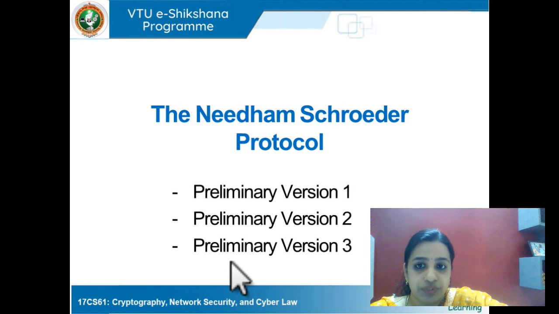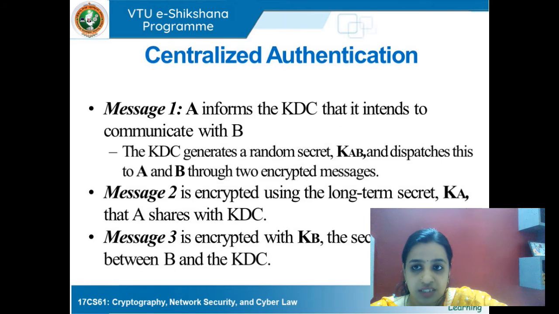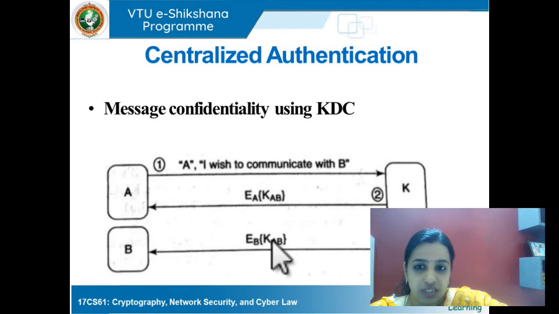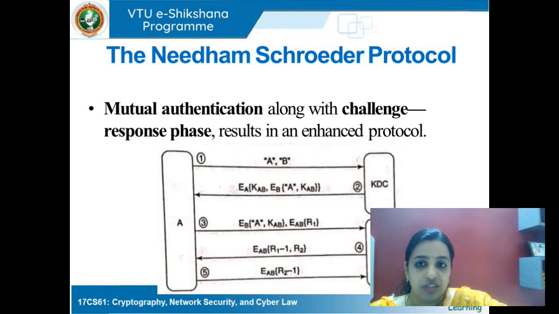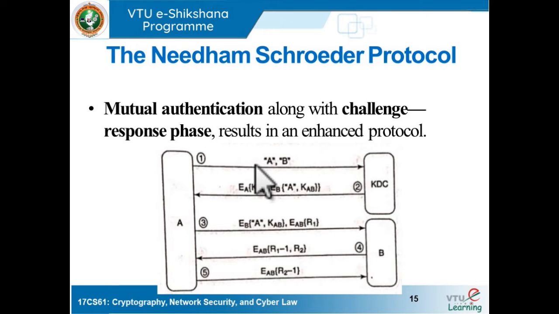Over here we can see in message 1 the contents include A. A stands for the identity of this particular user A, and it also sends a message saying that I wish to communicate with B. Now this message is received by the key distribution center. Once it receives this message, it generates a session key called KAB.